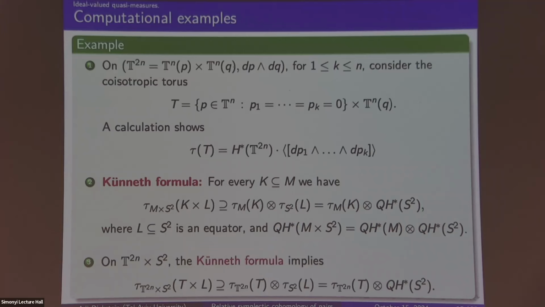And if we can combine these two observations, we get that the measure of the torus is in particular non-zero, but we know that it contains the measure of the torus times the quantum cohomology of the sphere. Question? If I take a two-torus and a contractible curve embedded in it, so that one half, the contractible part, has half the area of the torus, what is the IVQM of this? Do you know?